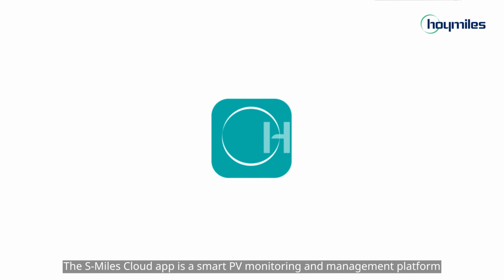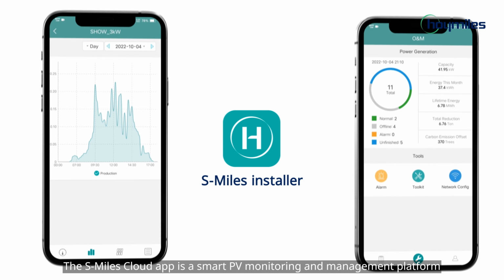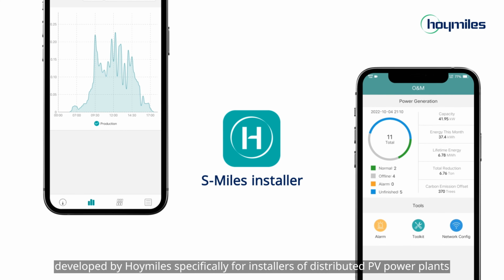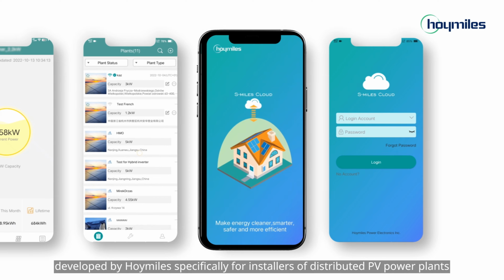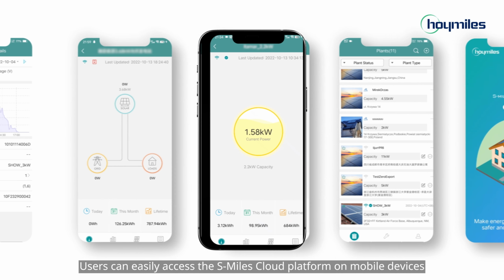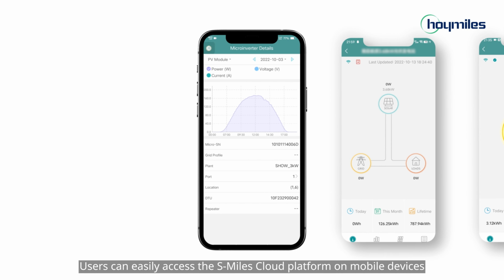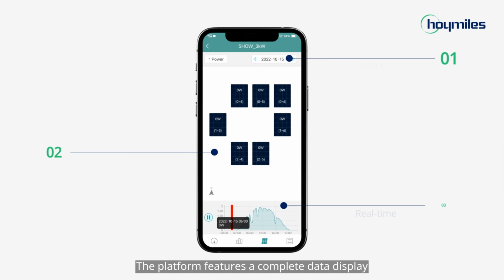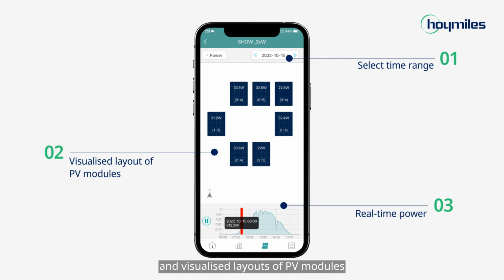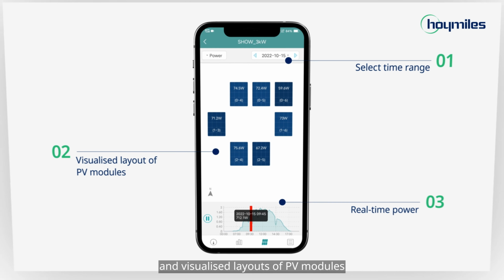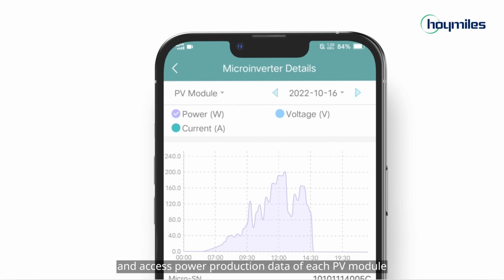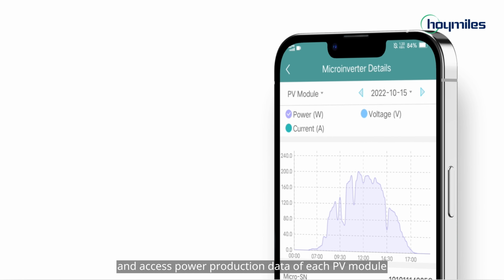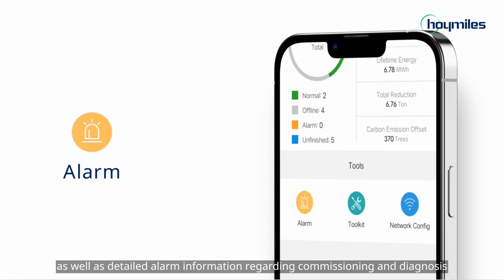The S-Miles Cloud app is a smart PV monitoring and management platform developed by Hoymiles specifically for installers of distributed PV power plants. Users can easily access the S-Miles Cloud platform on mobile devices. The platform features a complete data display and visualized layouts of PV modules. Installers can set up new accounts quickly and access power production data of each PV module, as well as detailed alarm information regarding commissioning and diagnosis.